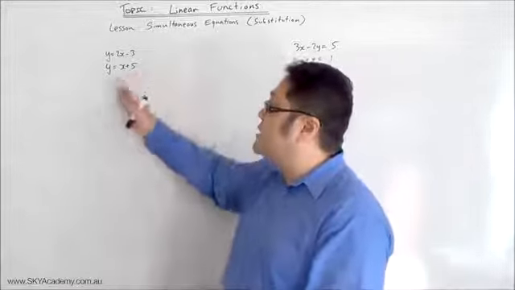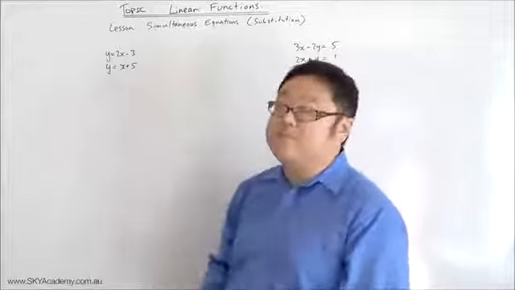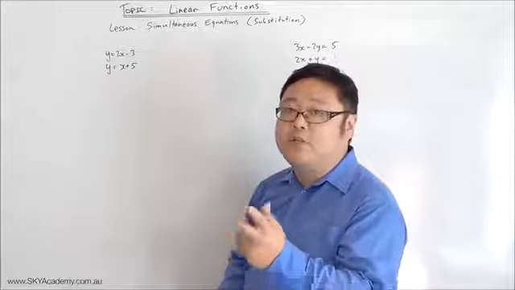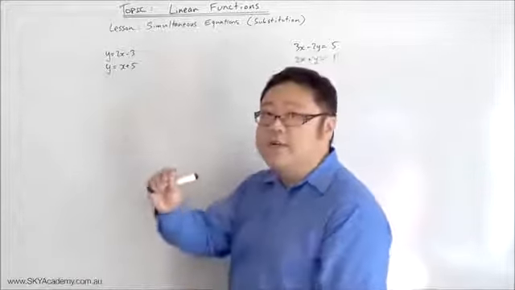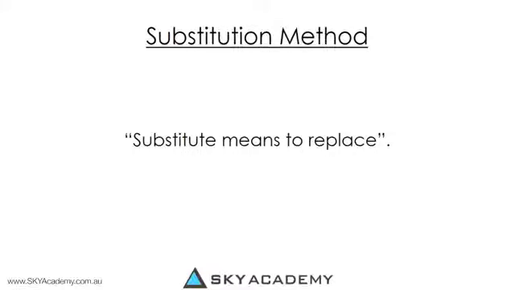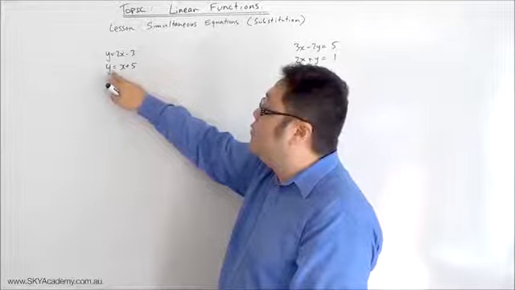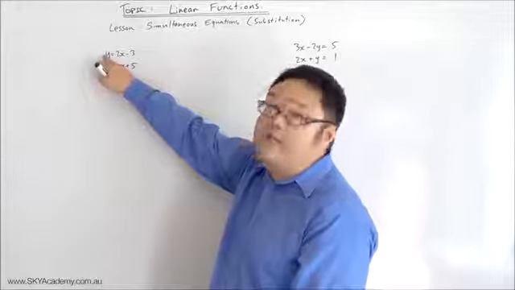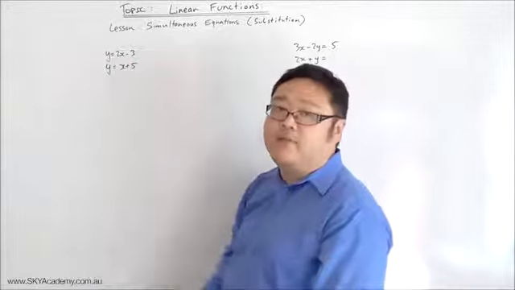So here's a classic example. y is equal to 2x minus 3, y is equal to x plus 5. Solve by substitution. Here we go. Substitution, substitute means to replace. So what we're going to do is take y, which is equal to x plus 5, and replace it here with the x plus 5 on the bottom.